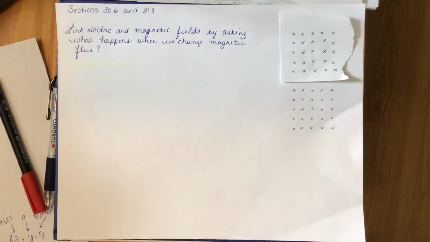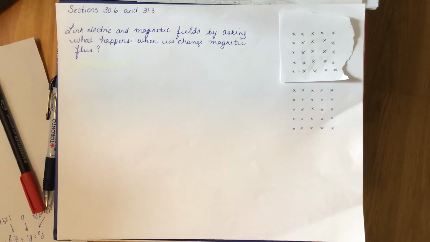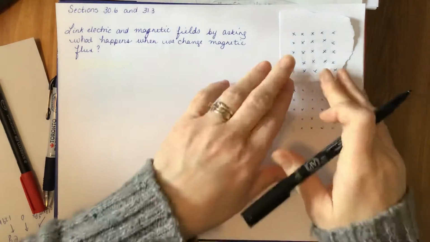Okay, next we're going to look at sections 30.6 and 31.3 together. It discusses the link between electromagnetic fields, which is a pretty reasonable thing to look at considering how often we talk about electromagnetic forces, electromagnetic fields, and electromagnetism. So we talk about electric fields and magnetic fields in the same breath, so let's start to talk about how they come together. So let's have a magnetic field that points into the page.